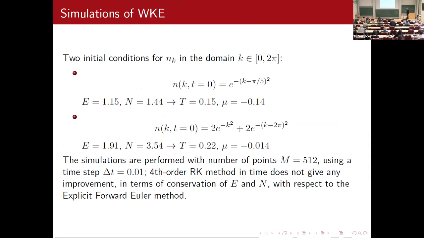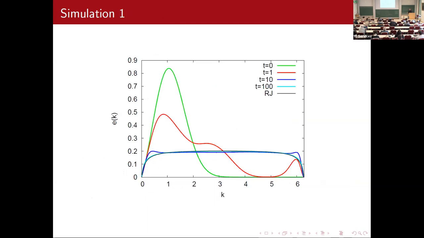Just to check that things work, the first thing that we did is to take an initial condition, nothing special, characterized by some spectral distribution at time t equals zero, and look if this relaxes numerically to the Rayleigh-Jeans distribution predicted analytically. I can show you two examples. At the beginning we were using the fourth-order Runge-Kutta method, but it doesn't give real improvement, so we can use directly the explicit Euler method.